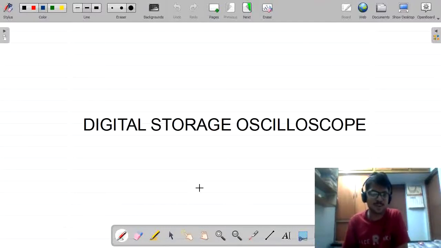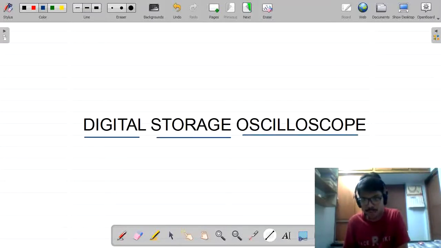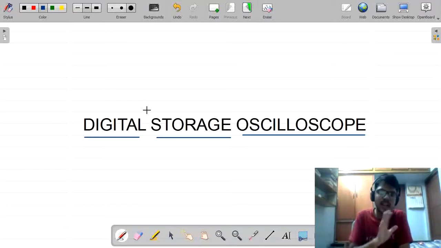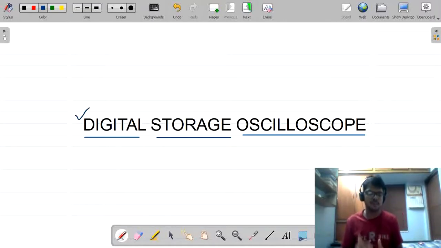Guys, now we are going to discuss the advancement in the oscilloscopes, that is called a digital storage oscilloscope. This digital storage oscilloscope is the advancement of the normal general analog oscilloscope. Nowadays we are preferring the digital storage oscilloscope. Why do we need to study, or why do we need to use, the digital storage oscilloscope?